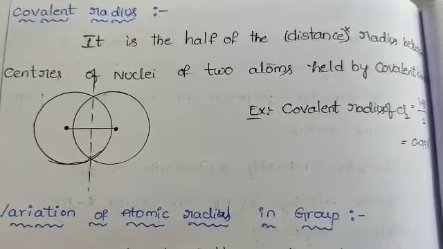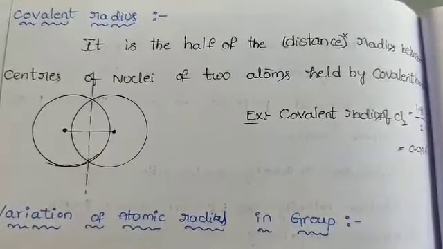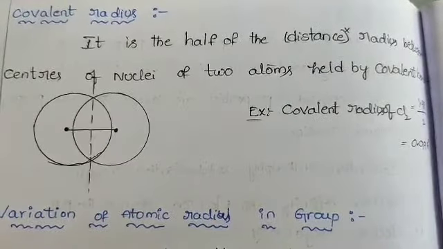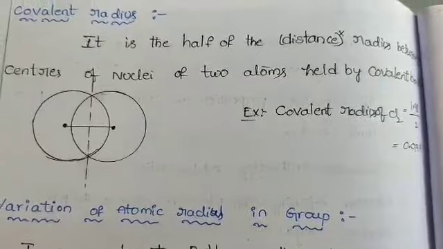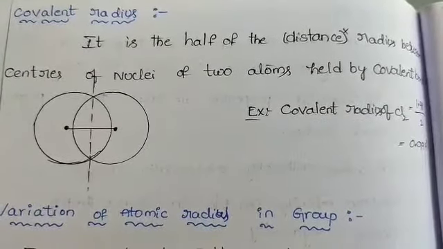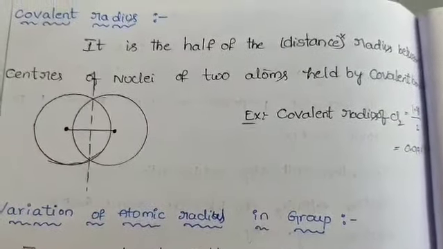For example, the covalent radius of a chlorine atom is 0.99 angstroms. This is called the covalent radius. We have discussed what atomic radius is, the different types of atomic radius, and examples.